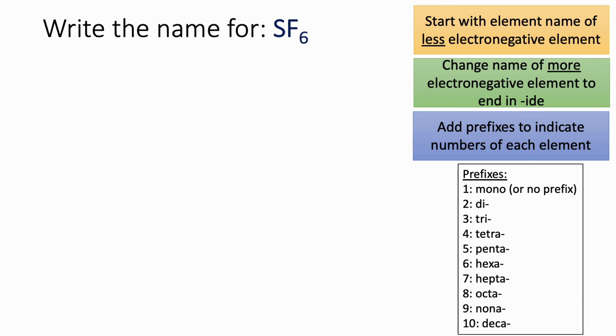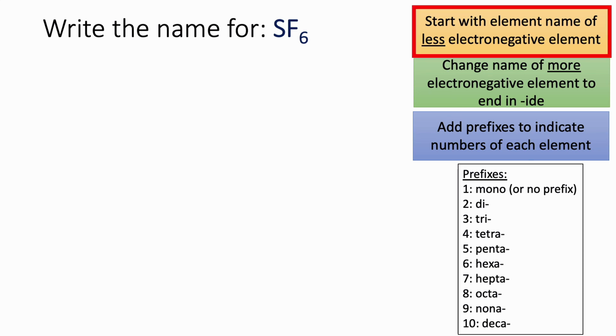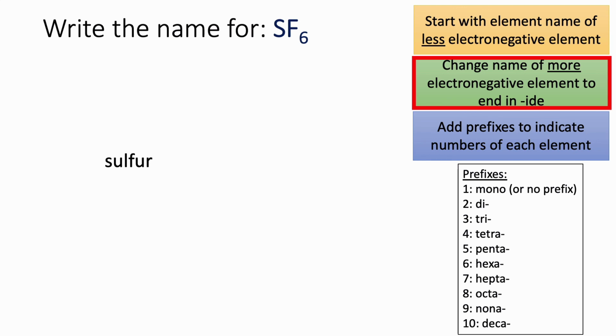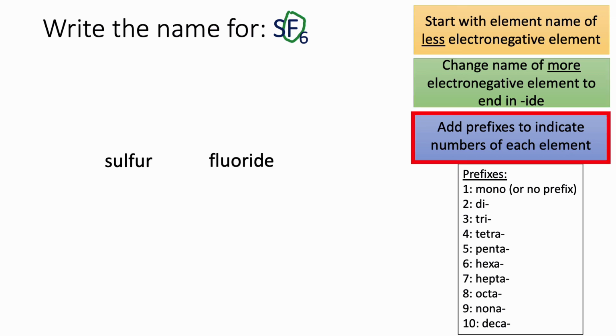One more, SF6. Again, the element name of the less electronegative element. When we write the symbols for these compounds, we usually write the less electronegative element first. So it's usually the first one in your compound. So that is sulfur in this case. And so there's the first part of our name. The second part, we have to change the name of the more electronegative element, which is fluorine. So this is going to be a sulfur fluoride. And now we're going to add prefixes to indicate the numbers of each element. Now, this is going to be sulfur hexafluoride.